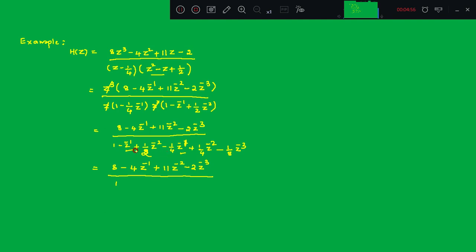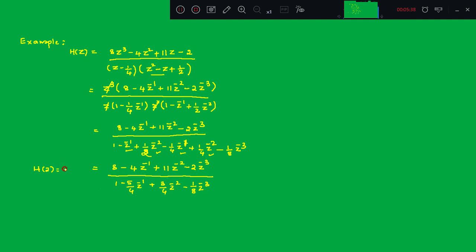Yes, is that minus 5 by 4? Minus 5 by 4 z raised to minus 1 you will get, and for z raised to minus 2, here one term is there and here one term is there. So 1 by 2 plus 1 by 4 is how much? I think it is 3 by 4. So 3 by 4 z raised to minus 2, and lastly it is minus 1 by 8 z raised to minus 3. So this is H of z, and this H of z is nothing but what?